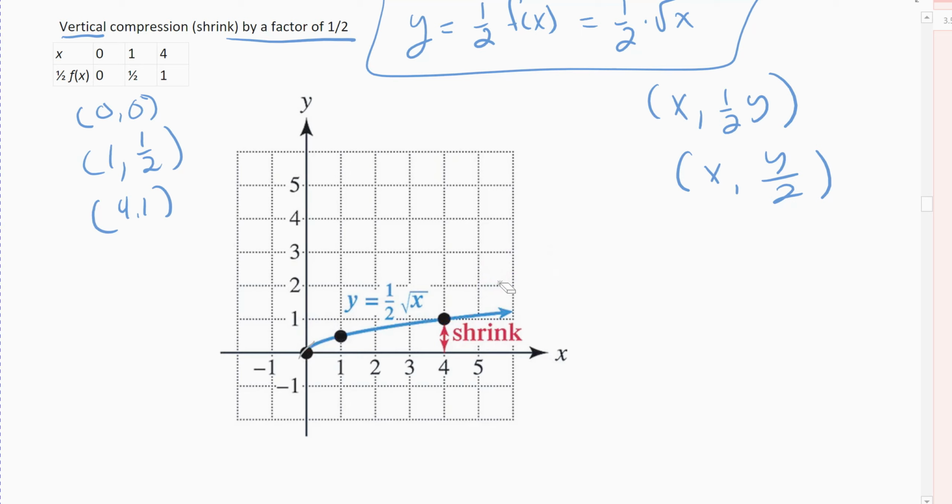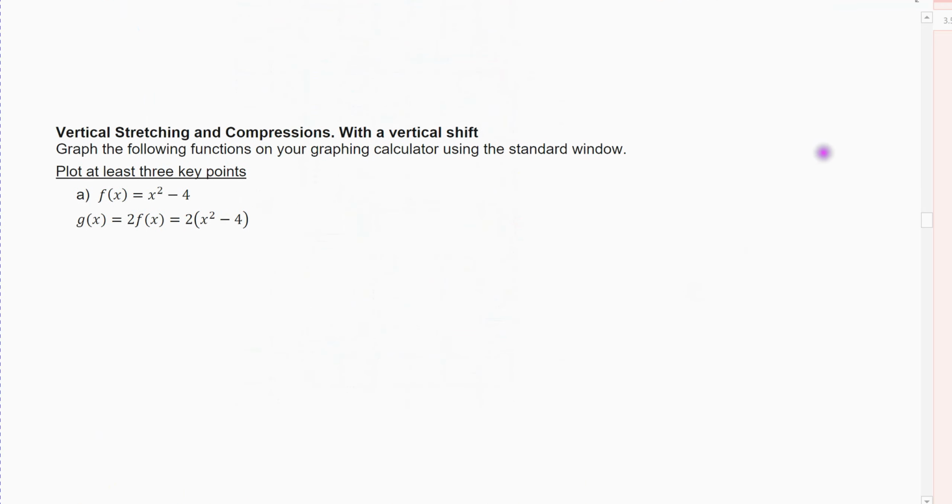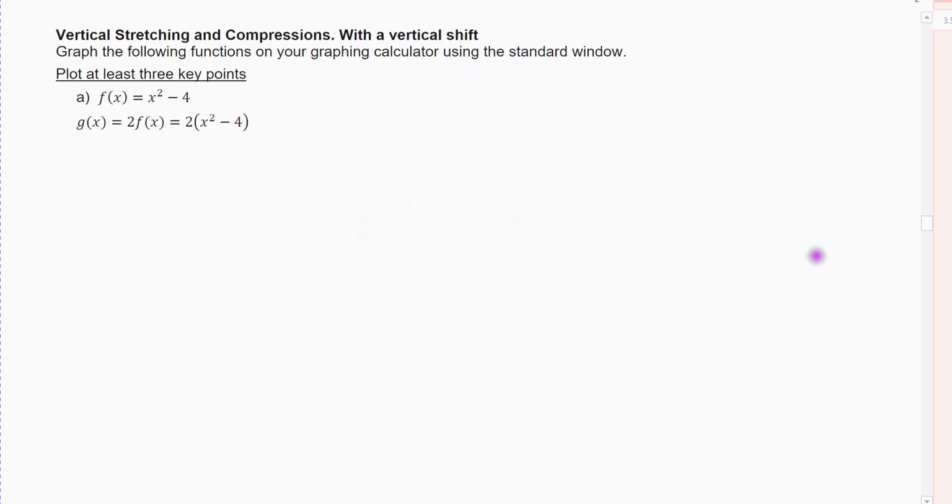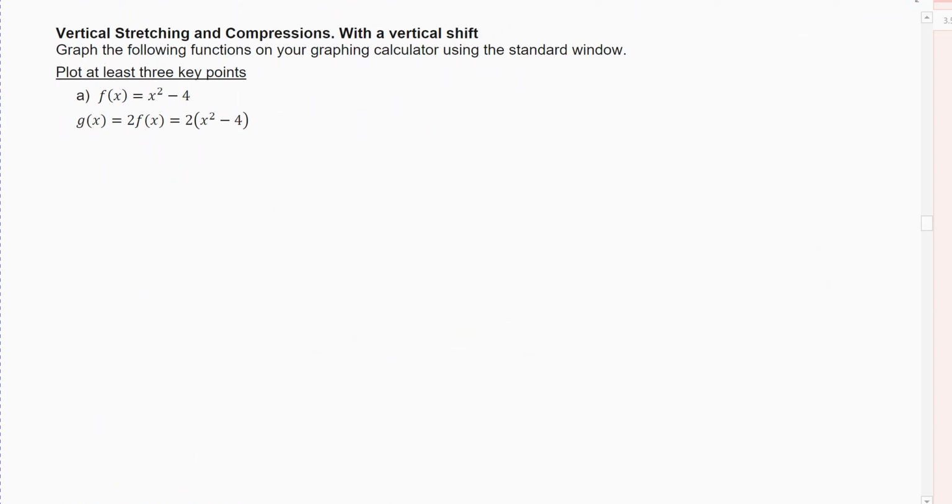Alright, so compression or shrink. Whenever it's vertical, it's always affecting the y value. I'm going to do a couple, since vertical stretching and compressions are the harder cases. Compression is the same thing as shrinking; you can use either term. You can always use the graphing calculator to check your answers if you check them in a standard window. I'm going to graph them by hand, but you always have that ability.